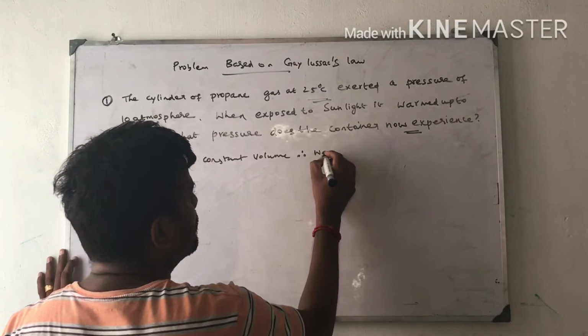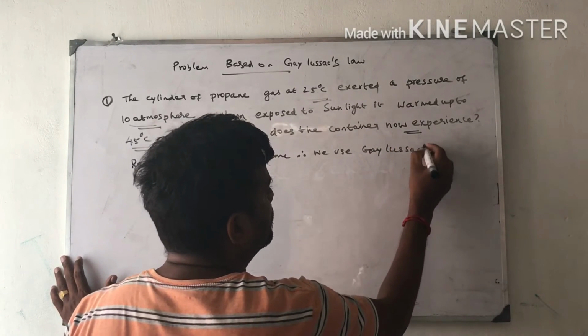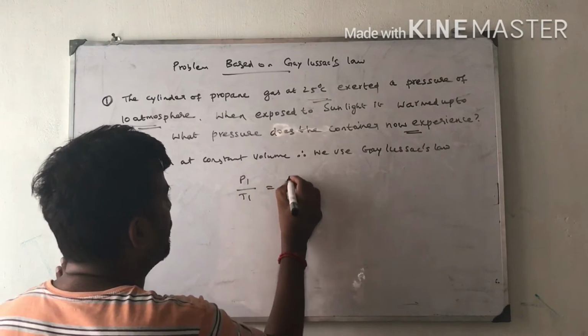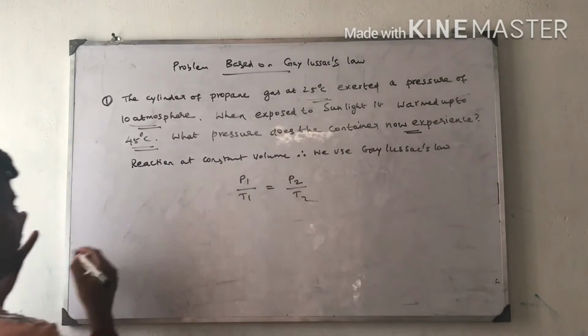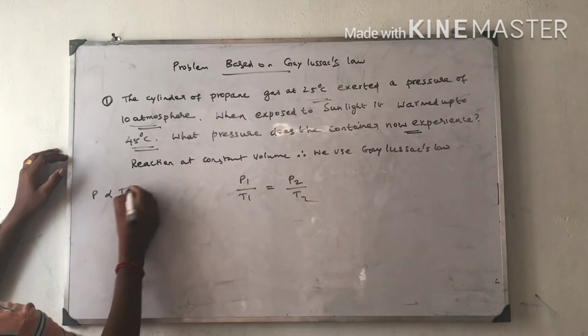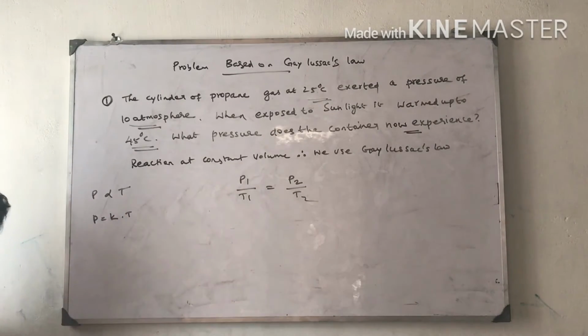Therefore, we use Gay-Lussac's law. P1 by T1 is equal to P2 by T2. What we have discussed in the definition: pressure is directly proportional to temperature. Pressure is equal to K into T. This we have discussed.